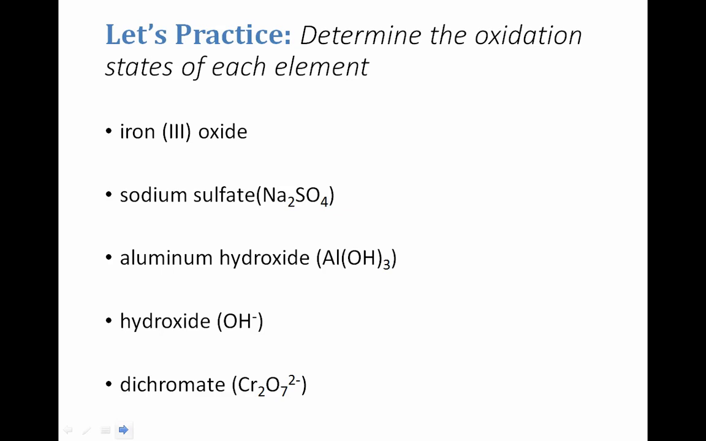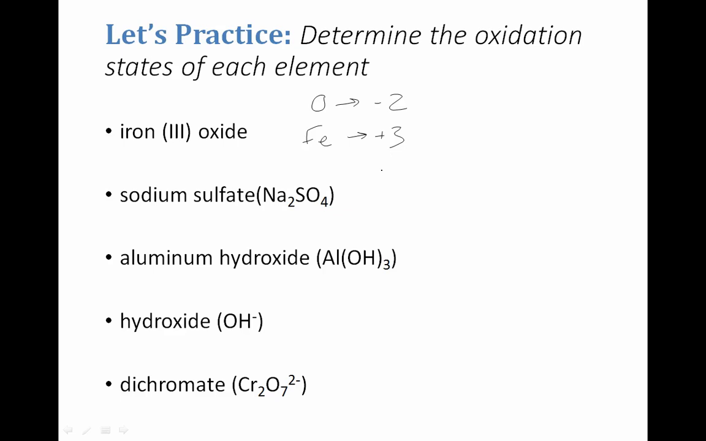Alright, here's a couple more. Give these all a try. Take a minute, pause the screen, write down what the oxidation state of each of these elements is, and then come back for the answers. So, iron(III) oxide. Oxygen, negative 2. Iron, plus 3. Sodium sulfate.